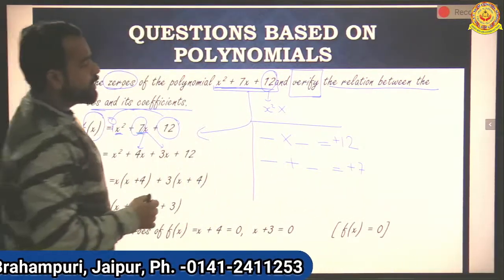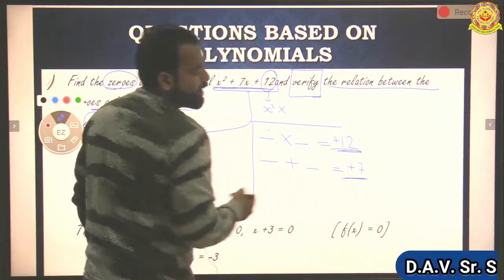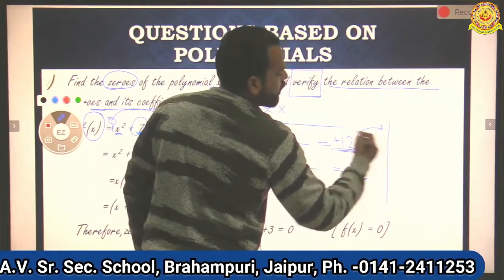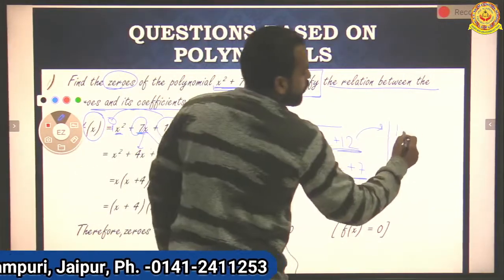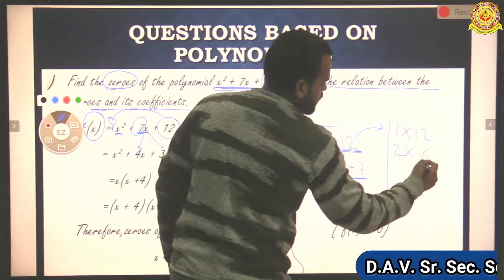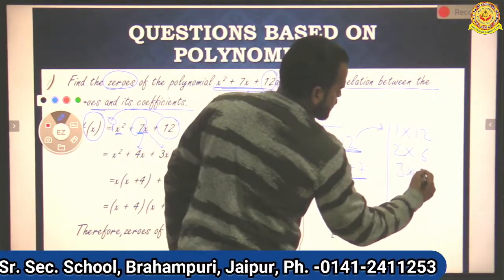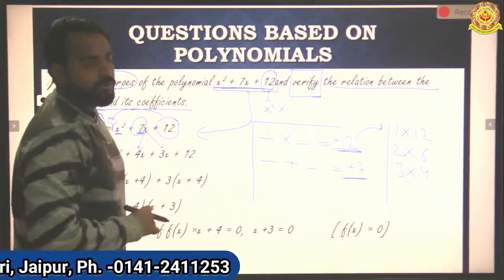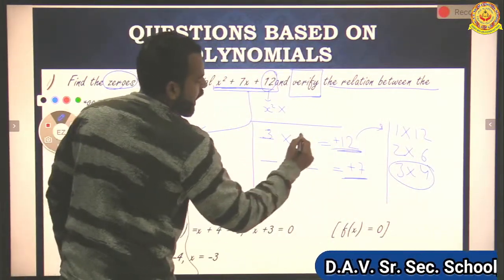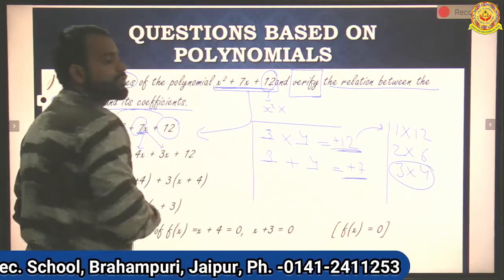Now we have to think about those two factors whose product will be 12 and the sum will be 7. How to find it? By making the factors of this 12. What are the factors of 12? 1 12s, the sum is not equal to 7. 2 6s, the sum is not going to be 7 as well. 3 4s, the sum is going to be 7. Yes. So we have to pick these two factors, 3 and 4. 3 4s are 12 and 3 plus 4 is equal to 7.